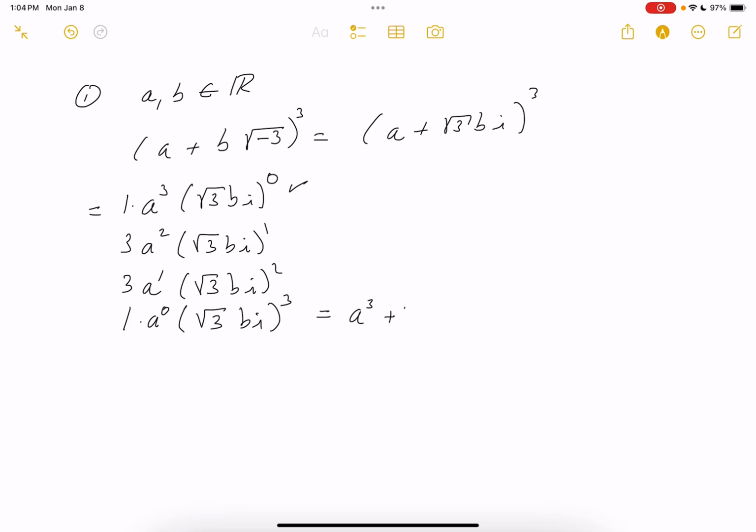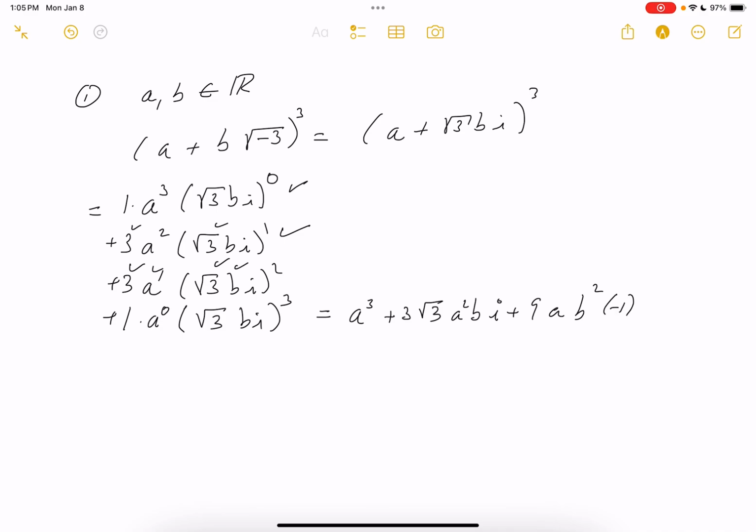What's the next one going to be? Let's see. Plus 3 root 3, and then you're going to get a squared b, and you get an i. All right, that one's done. Let's do the next one. Root 3 when you square it, you get 3, so you get 9, and that's going to be a, and there's going to be b squared. So I did the number, I did the letter, and i squared is just minus 1.